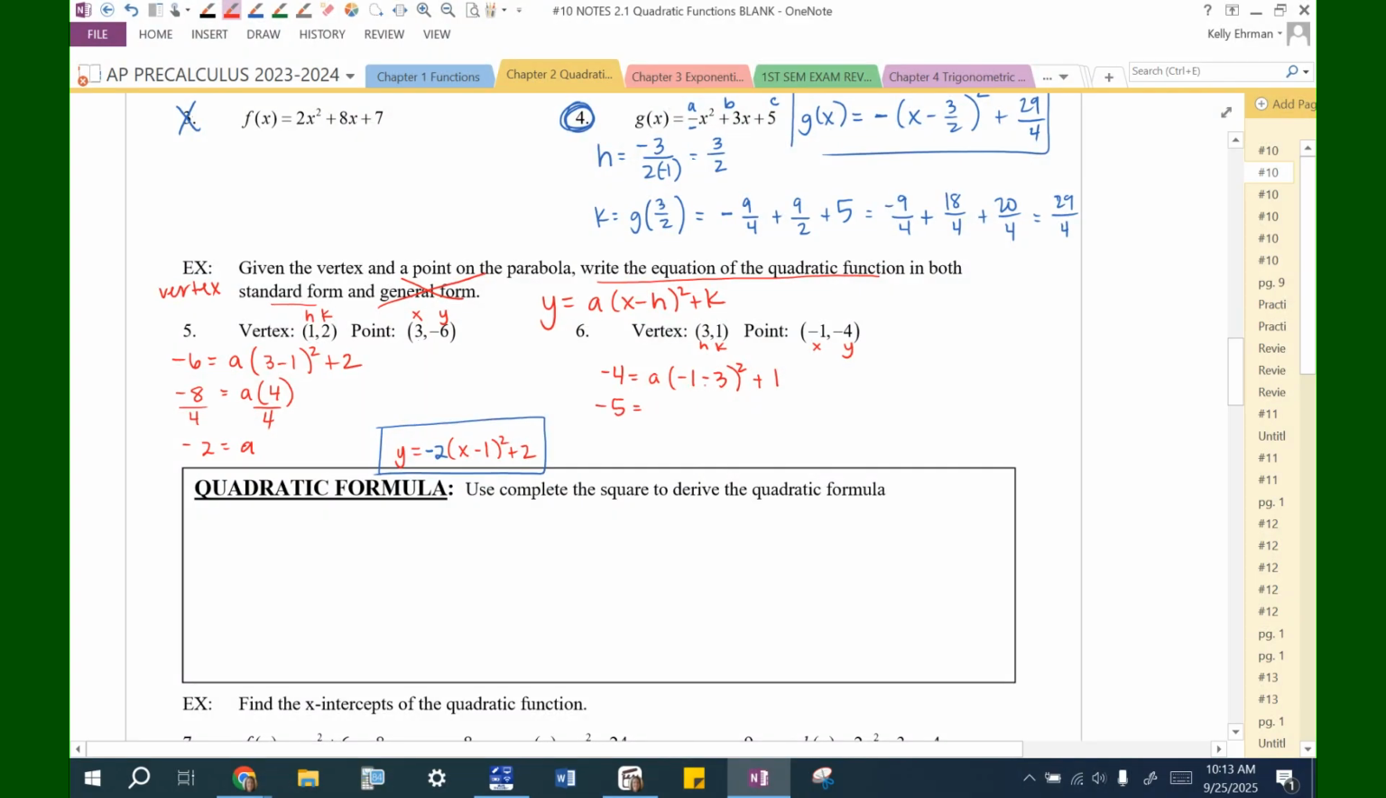Clean this up. This is negative 4 squared, which is 16. Divide by 16. It's okay to get an ugly value for a. We're not graphing this thing. Now I know it's y equals negative 5/16 times x minus 3 squared plus 1.